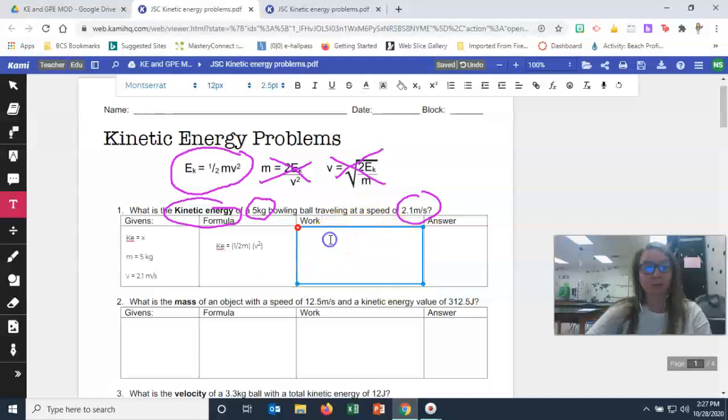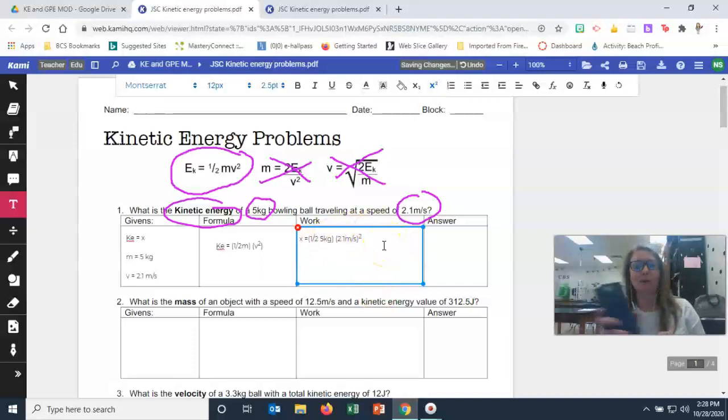No manipulations or anything. So X is now our kinetic energy, and we are going to take 1/2 of the mass of the bowling ball, which is 5 kilograms. And we are going to multiply that by the velocity squared. So 1.2 meters per second. We're going to square it. Distribute our square. All right, so now all we have to do is simplify.